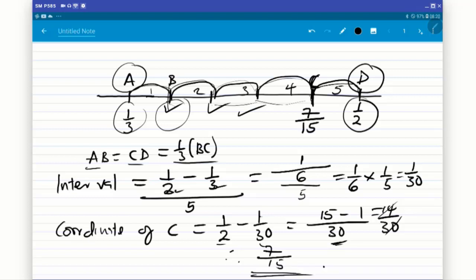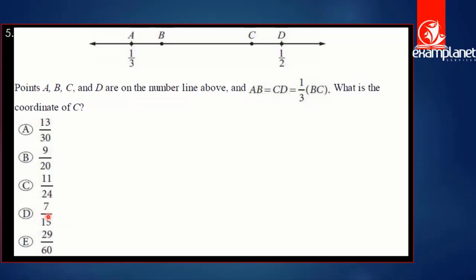So that's what will be the answer to that question. That will be option what? Yeah, that's option D, 7/15, option D. Okay, so that's the coordinate of point C.